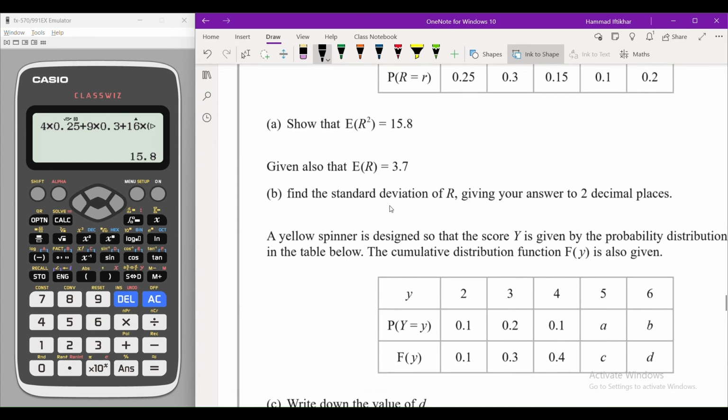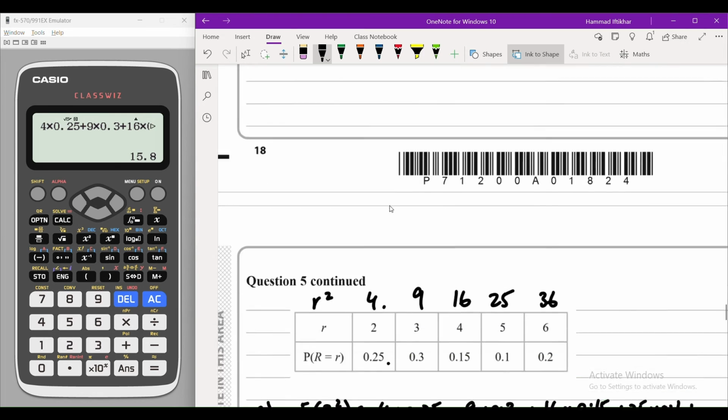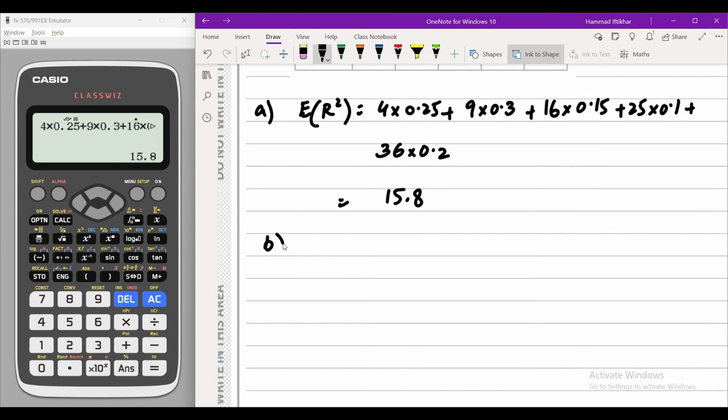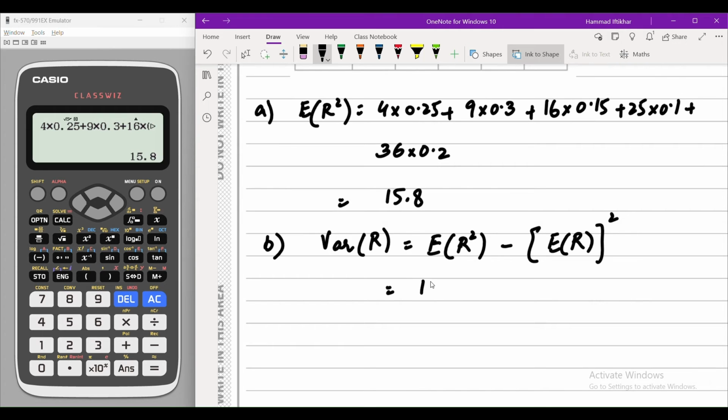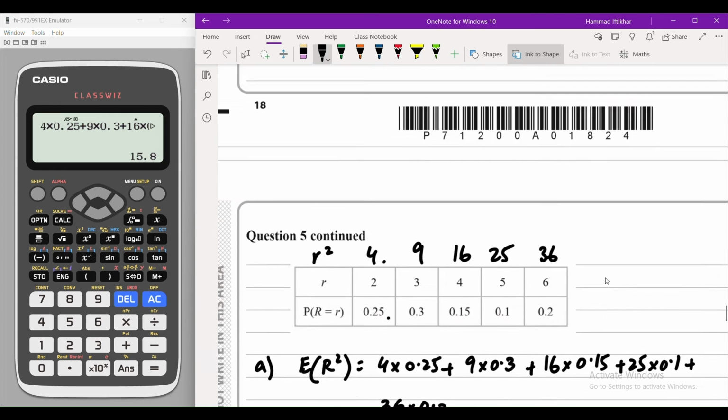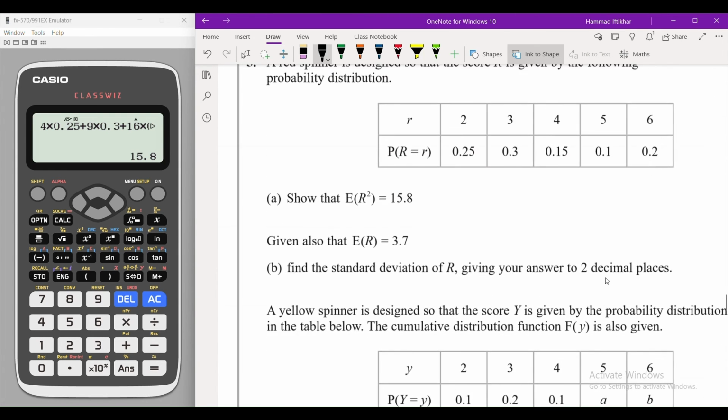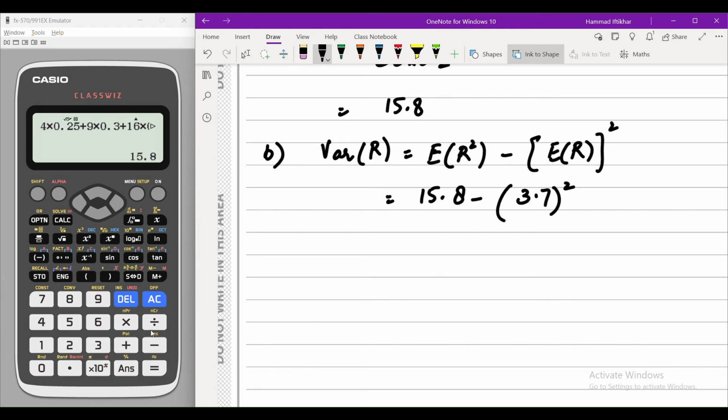Given also that E(R) is 3.7, find the standard deviation of R. So first off, we will find the variance of R. That is going to be E(R squared) minus the square of the expectation of R. So that is 15.8 minus 3.7 squared. That is 2.1.